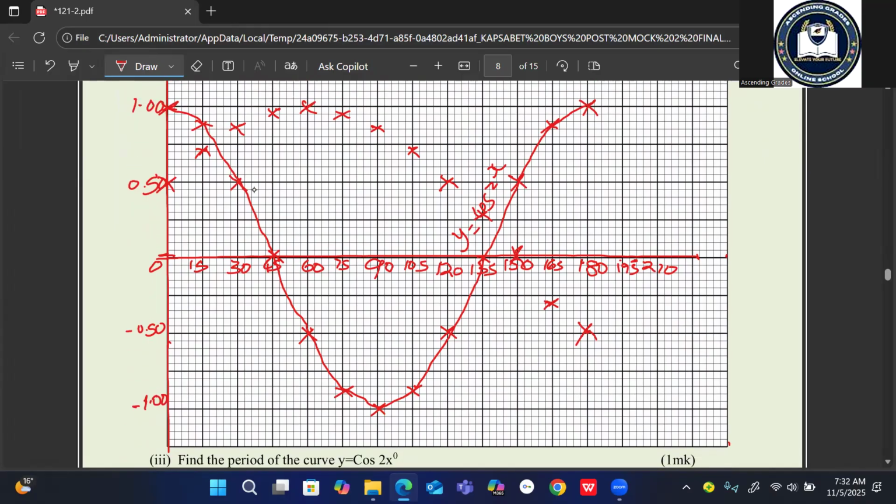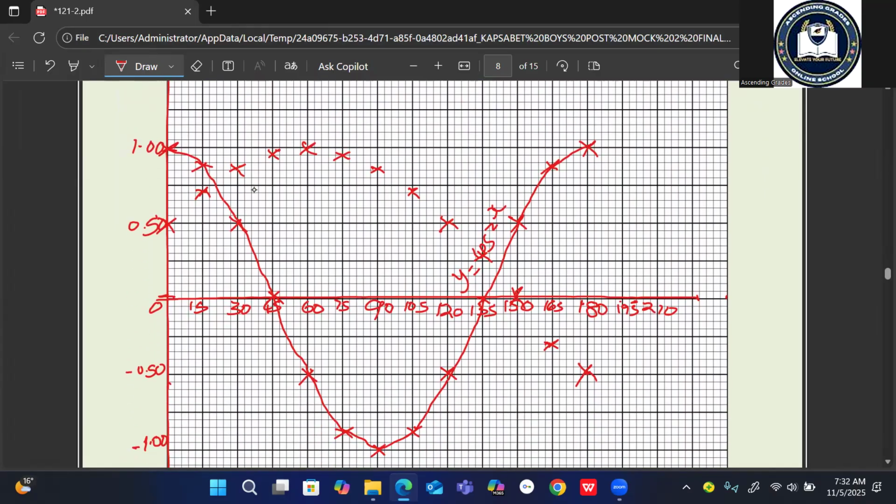So now we can draw that curve. So it will be like this one.